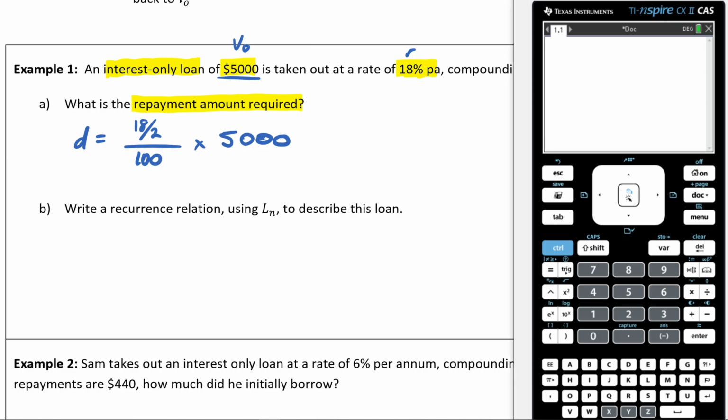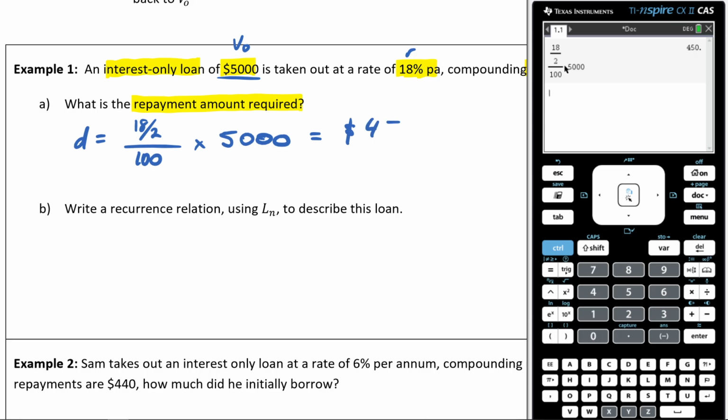And then we could, of course, do this on the CAS. Control, divide, 18 divided by 2 over 100, then I'm going to times it by 5,000. So that means it's going to be 450. Now, the important thing to recognize is that this 450 represents the interest that is generated on the loan each period. Remember, this is an interest-only loan, so my repayment is simply going to be what the interest is.